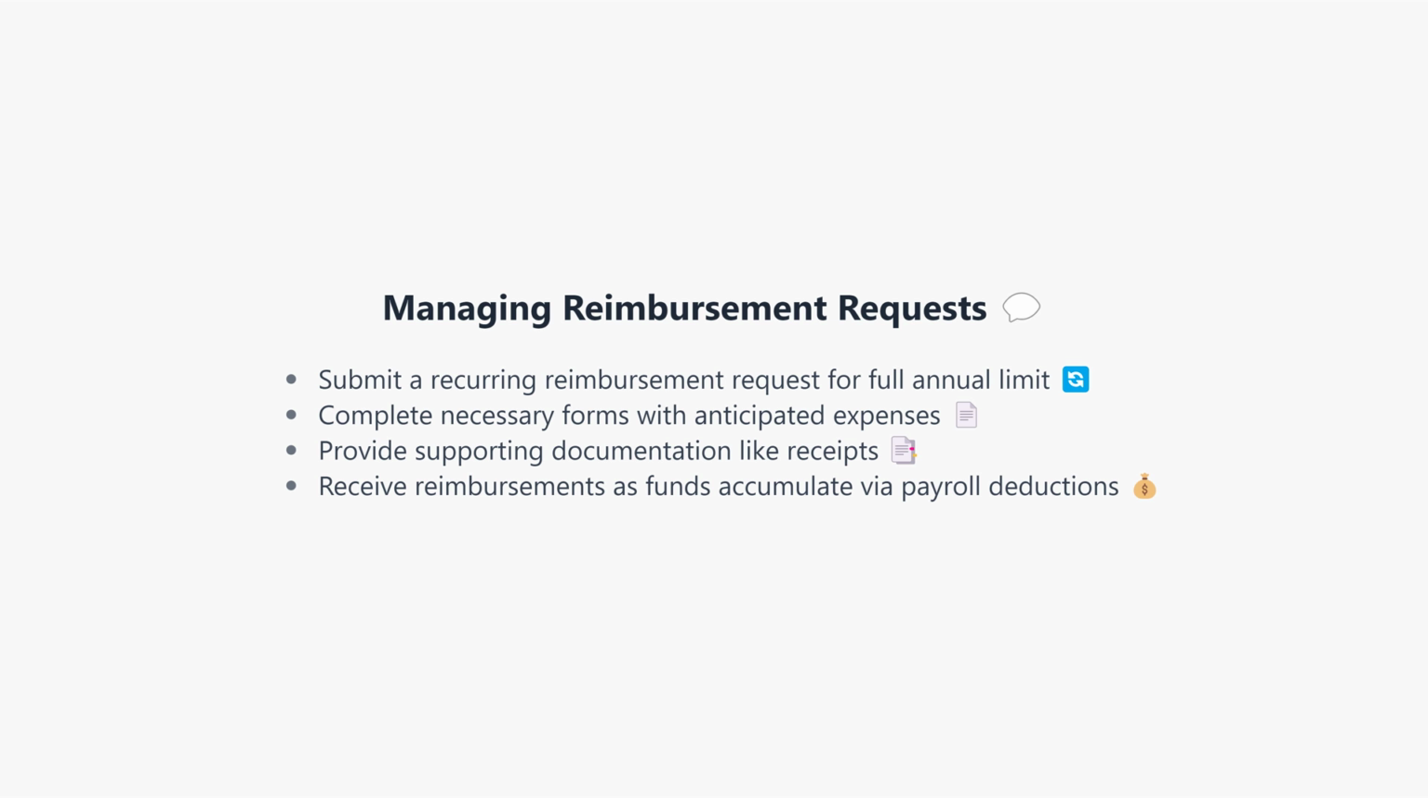Now let's move on to managing reimbursement requests. Many DCFSA providers allow you to submit a recurring reimbursement request for the full annual contribution limit. The process requires completing a form with your anticipated expenses and often necessitates supporting documentation like receipts or bills. Reimbursements are then processed as funds gradually accumulate in your account through payroll deductions.